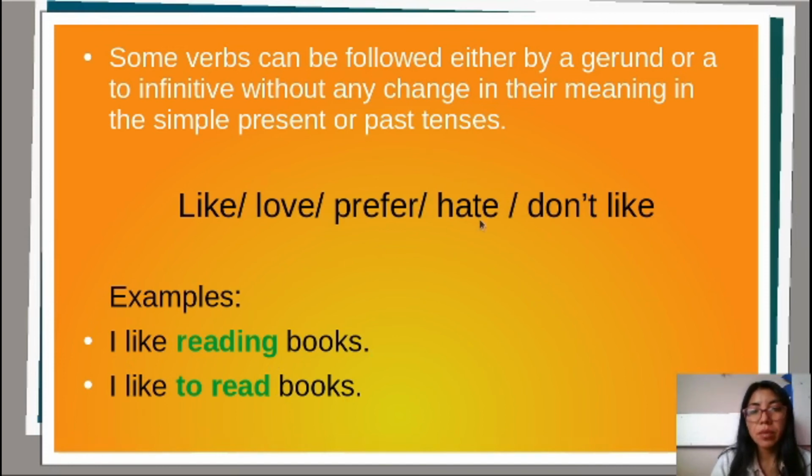For example, I hate playing soccer, or I hate to play soccer. That is the same. It means you can use these verbs with a gerund or infinitive. Another example with the verb don't like. I don't like to dance salsa music, or I don't like dancing salsa music. That is the same. It means you can use a gerund or infinitive with those verbs. Only with those verbs. Solo con estos verbos, ¿ok?